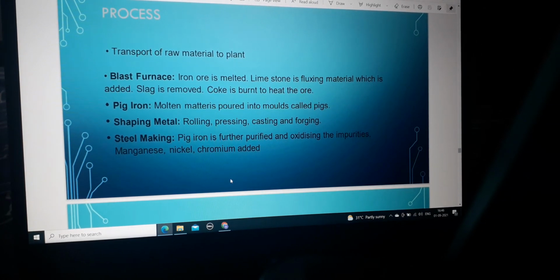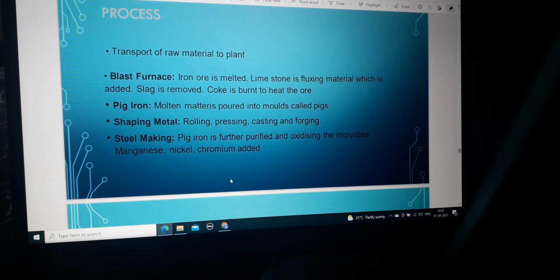Pig iron. Then when this is there, it becomes pig iron, which means molten matter is poured into molds called pigs. Like you have molds na, साँचे. मोल्ड मीन्स साँचे. तो उसमें अगर आप अलग अलग किस्म के बर्तन बना सकते हो after the iron is melted and it is in the liquid state. So you can give it a different shape, and these molds are called pigs. जो साँचे होते हैं उनको हम कहते हैं pig.